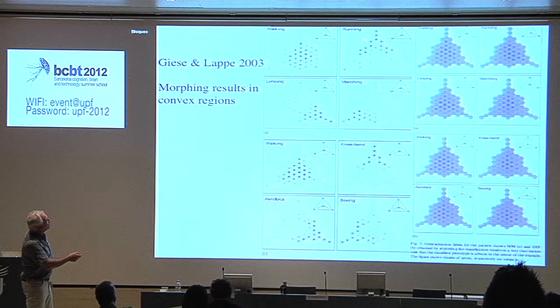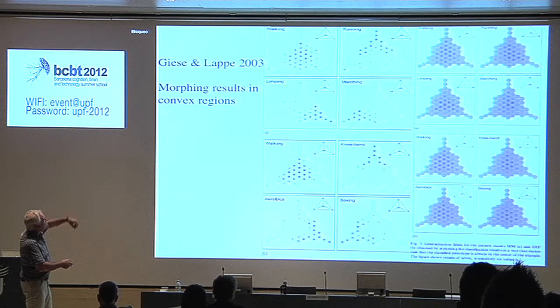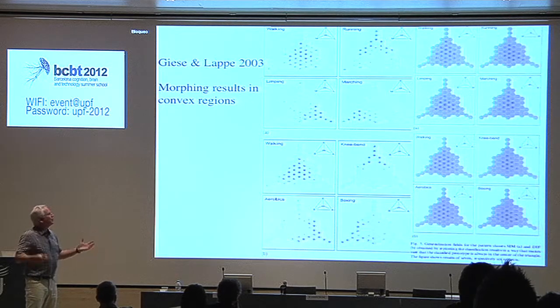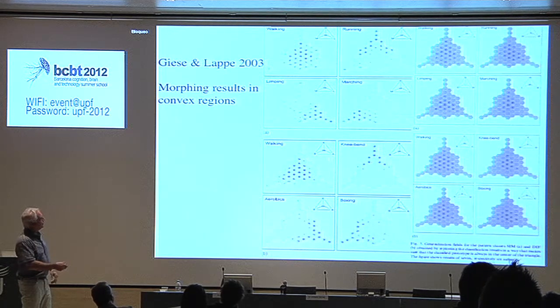So the points at that corner were called running, these were called limping, and walking is looking from the pyramid from the top. And you see, you get basically convex regions. This is a bit of an artificial example because the pyramid is constructed artificially, but still.